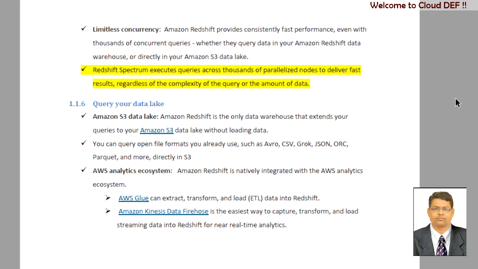Amazon Kinesis Data Firehose is the easiest way to capture, transform, and load streaming data into Redshift for near real-time analytics. You can use Amazon QuickSight to create reports, visualizations, and dashboards.